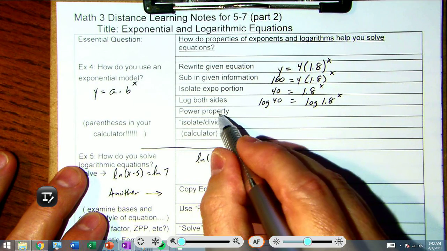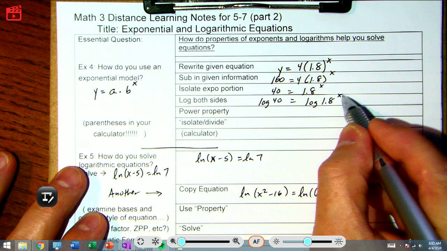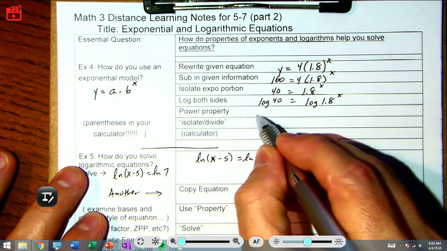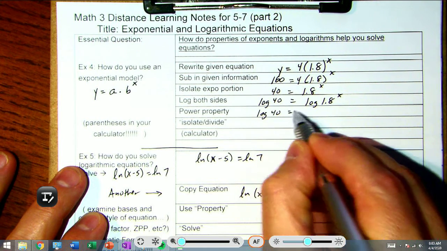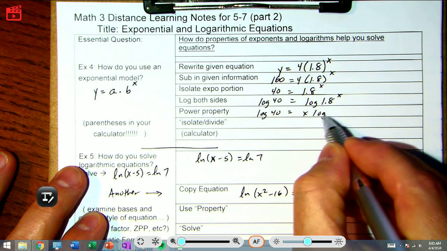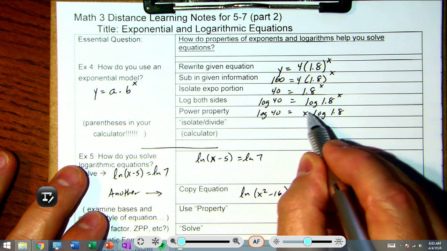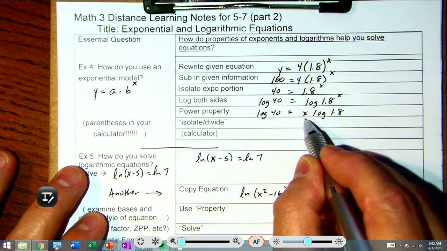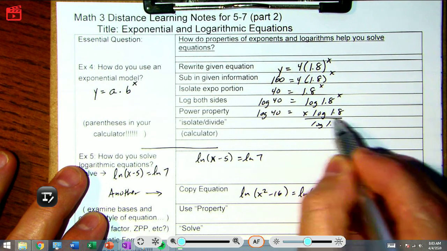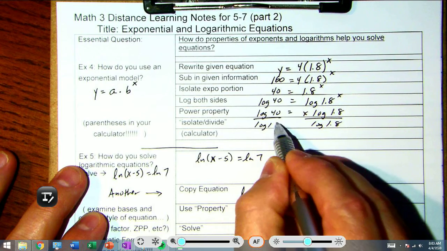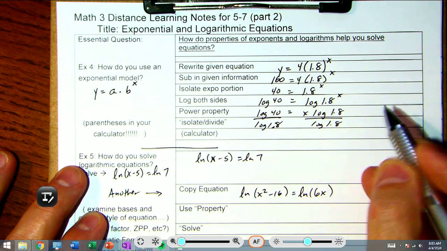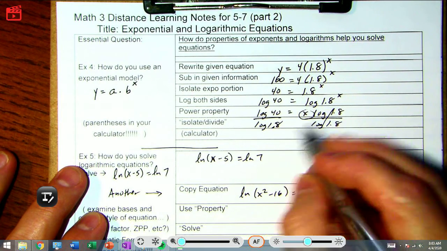But then we can use the power property. Remember the power property? This exponent jumps out front. So that makes log of 40 equals x log of 1.8. And then you isolate by dividing. This is the variable, this is just a number. Divide both sides by log of 1.8. These cancel, and that'll give us what x equals.